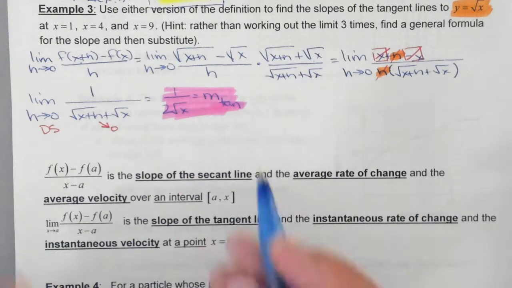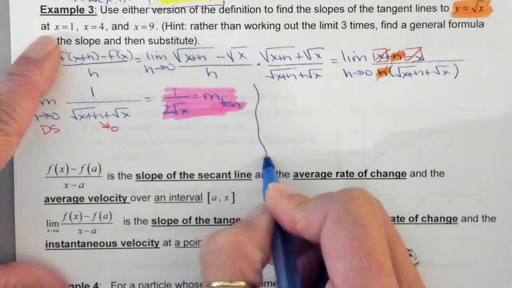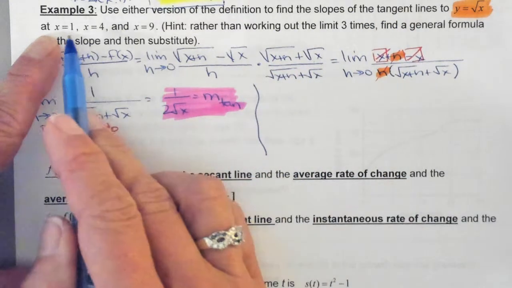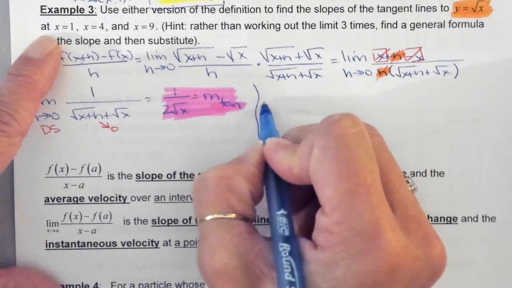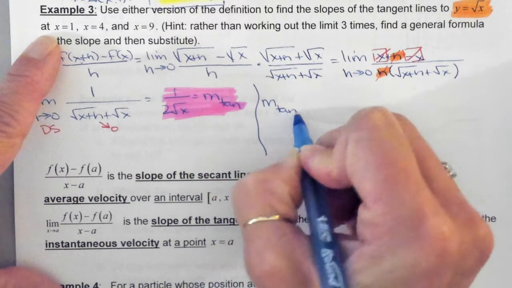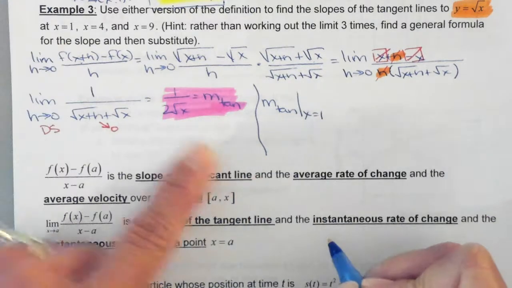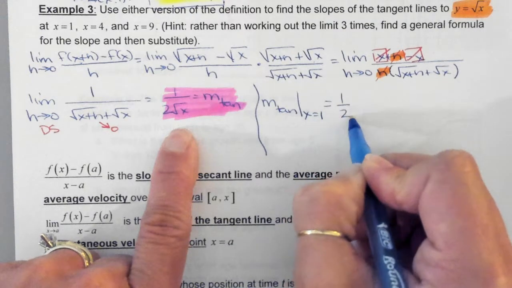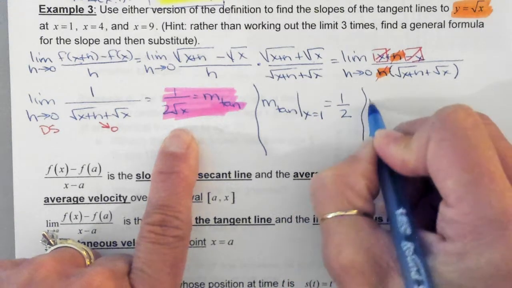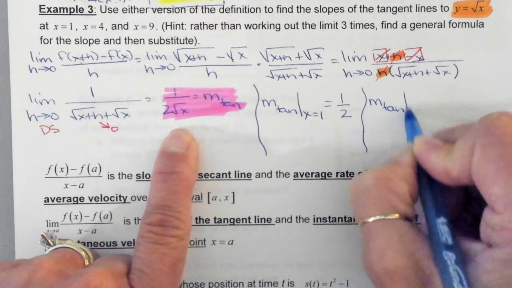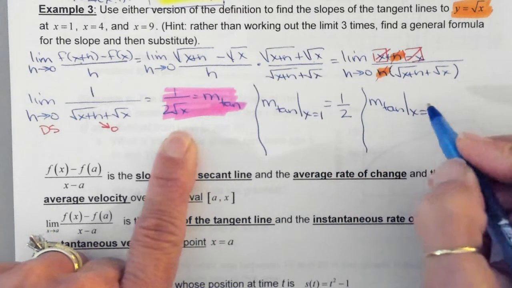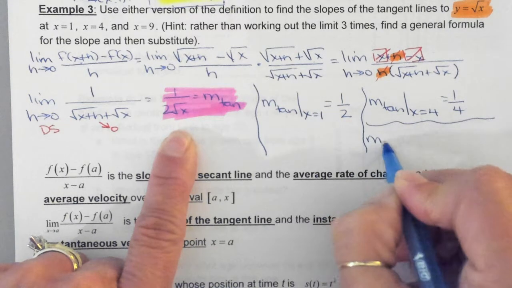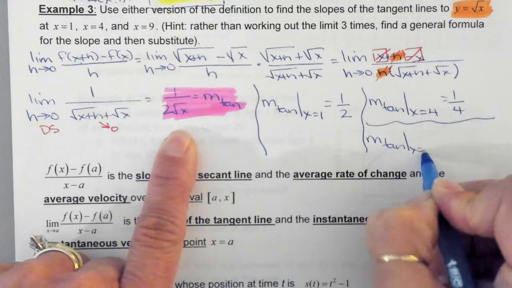Okay, so now the other part of the problem says find the slopes of the tangent lines to this curve at x equals 1. So the slope of the tangent line when x is equal to 1 tells me plug in 1 here. What does it give me? I heard it, 1/2. The slope of the tangent line when x is equal to 4. It is 1/4. The slope of the tangent line when x is equal to 9.